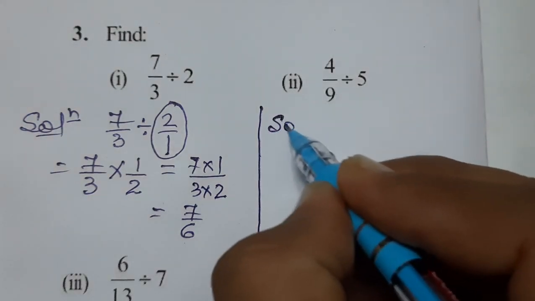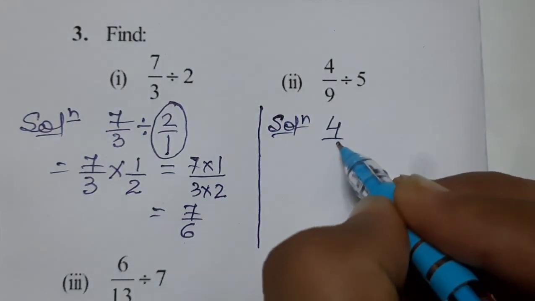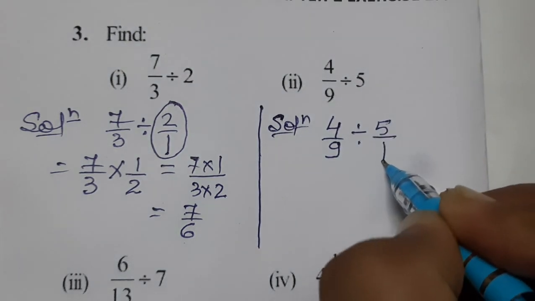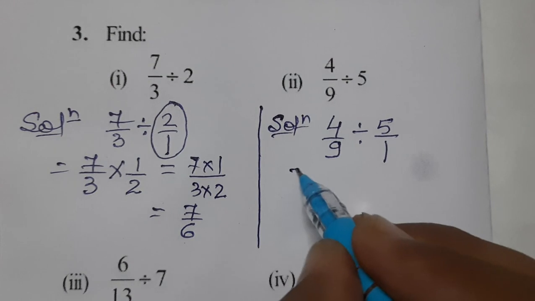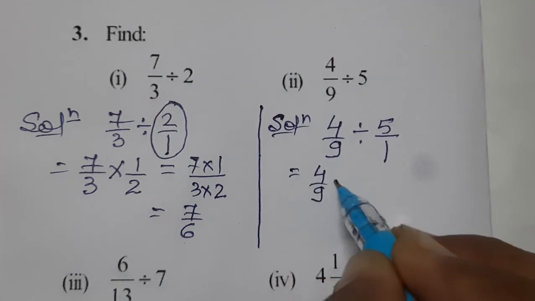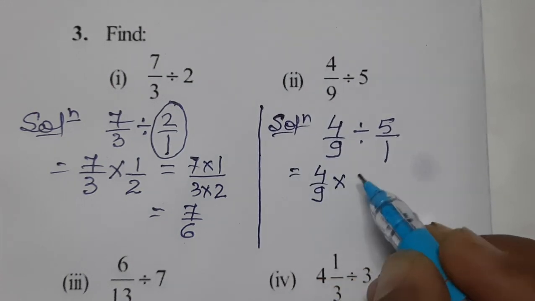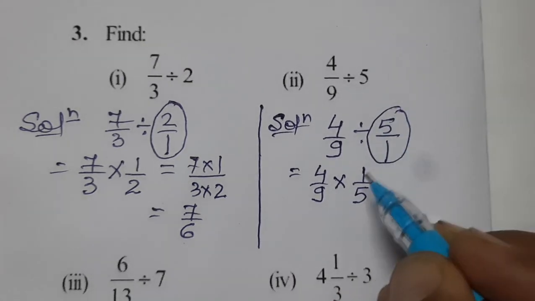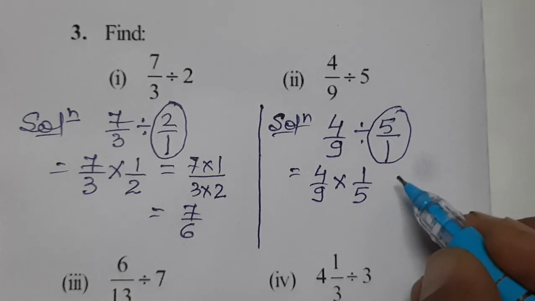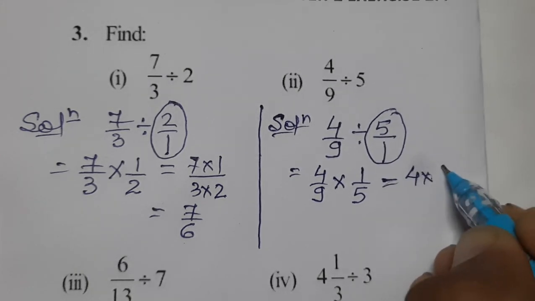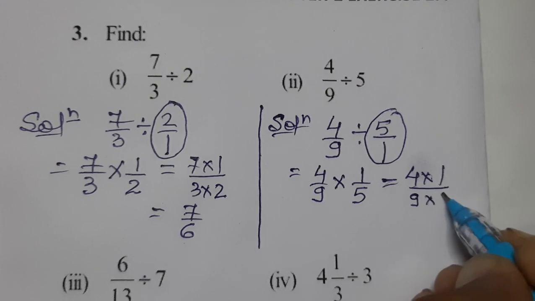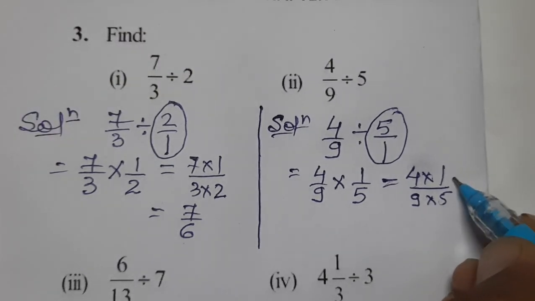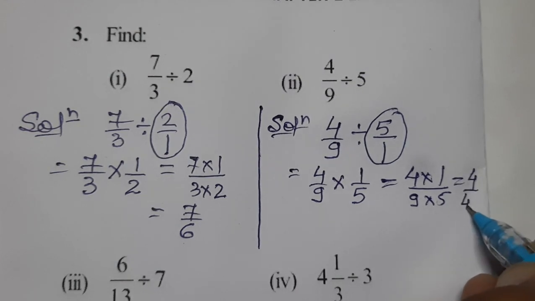Now see the second one. 4 by 9 divided by 5 by 1. Put 1 as denominator. Now 4 by 9, divide is changed to multiplication. 5 by 1 becomes 1 by 5. Reciprocal of 5 by 1 is 1 by 5. Now multiply numerator with numerator and denominator with denominator. So what result will we get, children? 4 by 45.